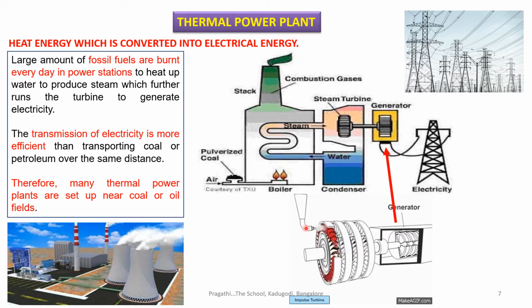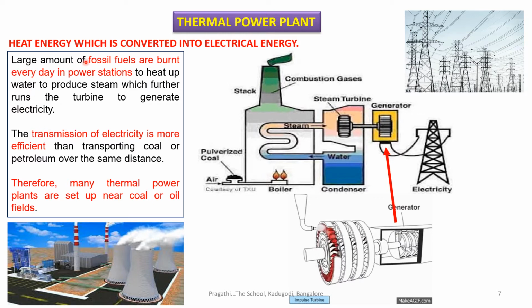You can see here the steam is coming and hitting the turbine. The turbine in turn rotates the generator, where electricity is produced. You can see a lot of electricity is being transported from one place to another place. This is a power grid.